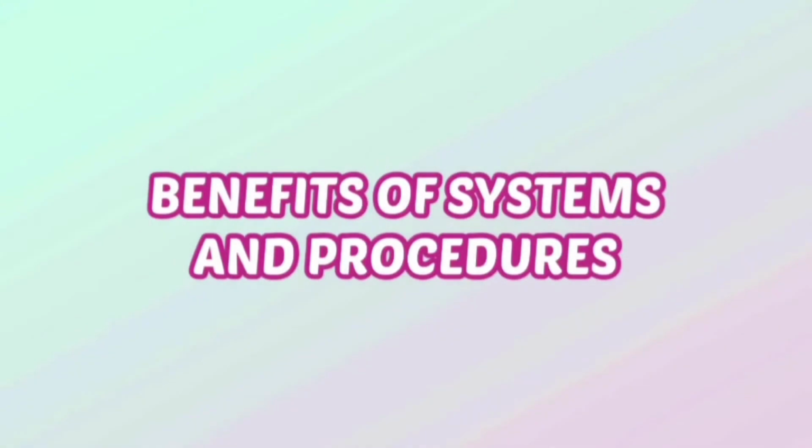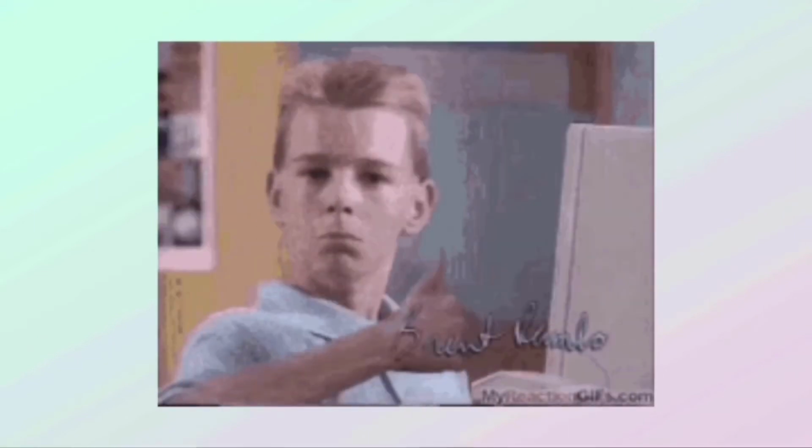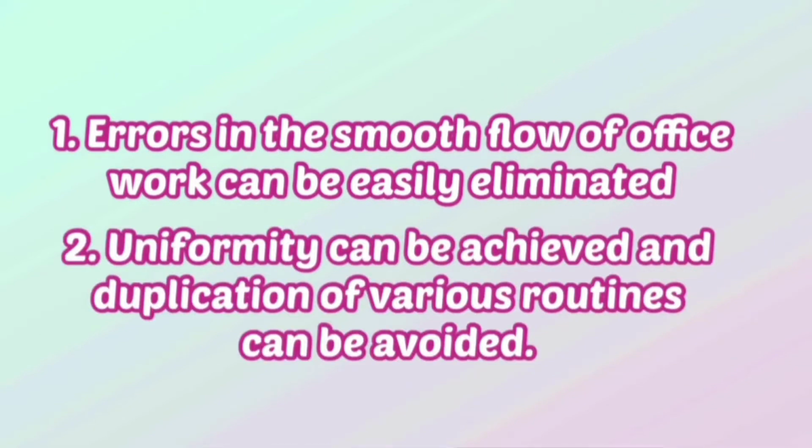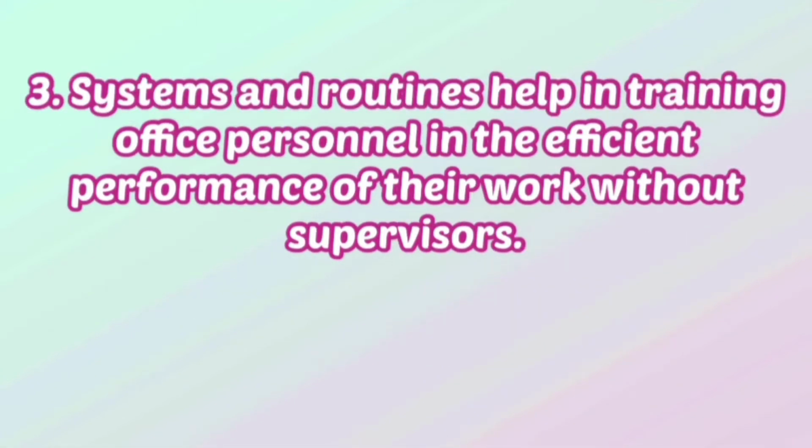Benefits of systems and procedures. Now that we have known the importance of systems and procedures, let us proceed to the benefits of this. 1. Errors in the smooth flow of office work can be easily eliminated. 2. Uniformity can be achieved and the duplication of various routines can be avoided. 3. Systems and routines help in training office personnel in the efficient performance of their work without supervisors.